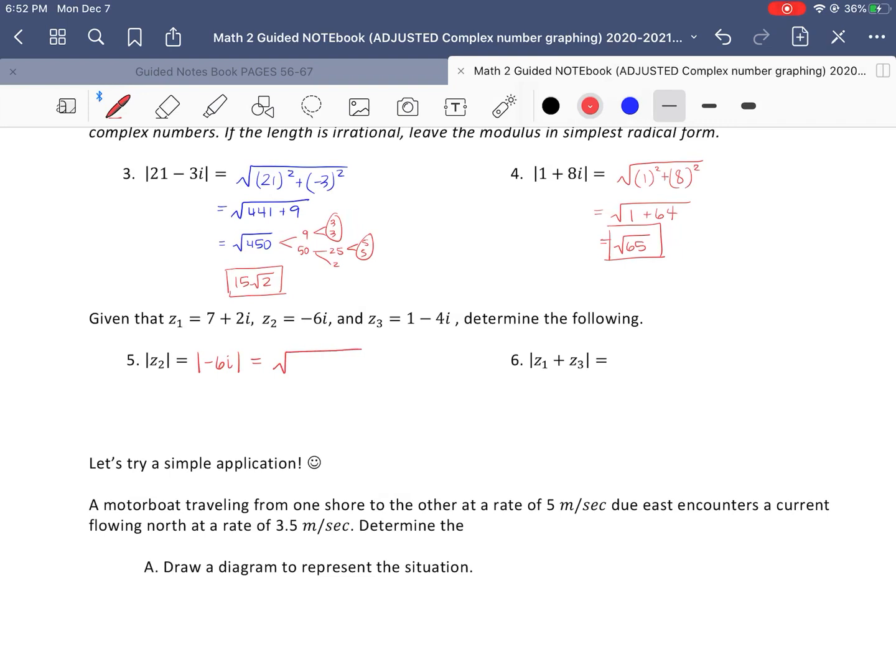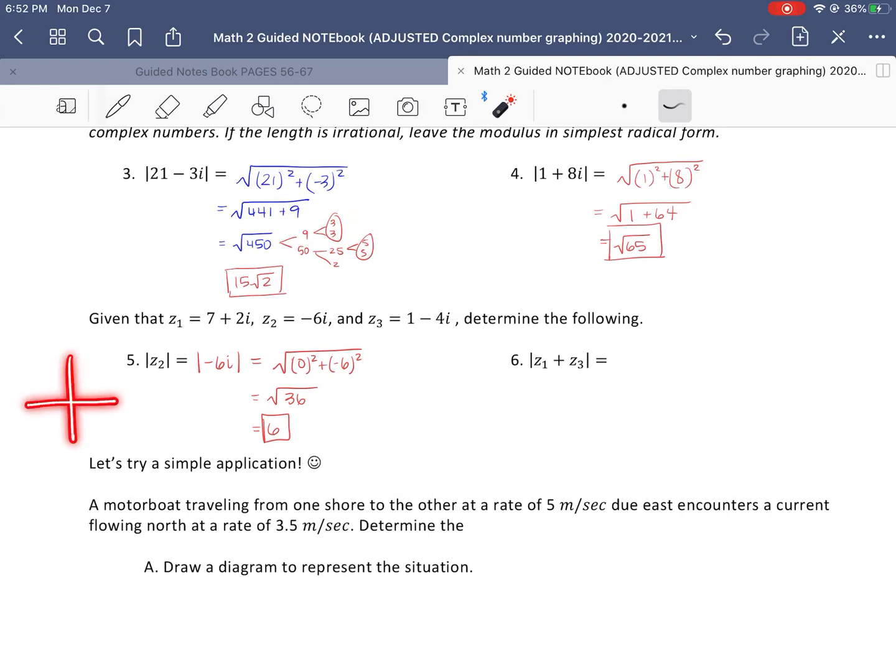When I start to create my equation, notice there is no real component. So I guess I could put 0 squared and negative 6 squared just to use that formula correctly. But essentially, we're saying this is 0 plus 36. So the square root of 36 is equal to 6. So the modulus, or the length of this complex number, would be 6.